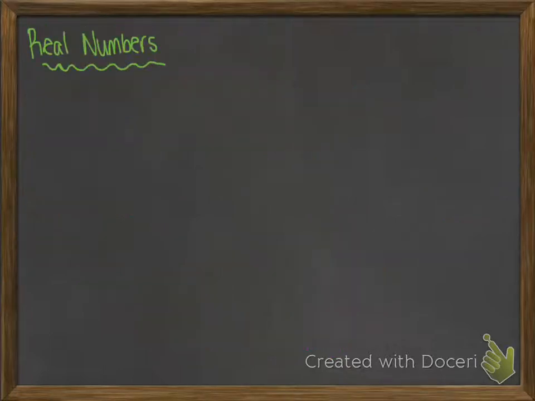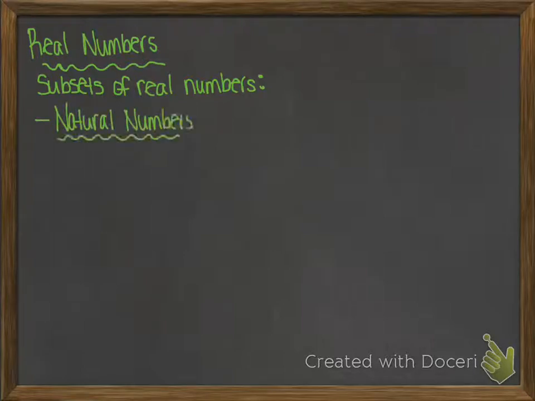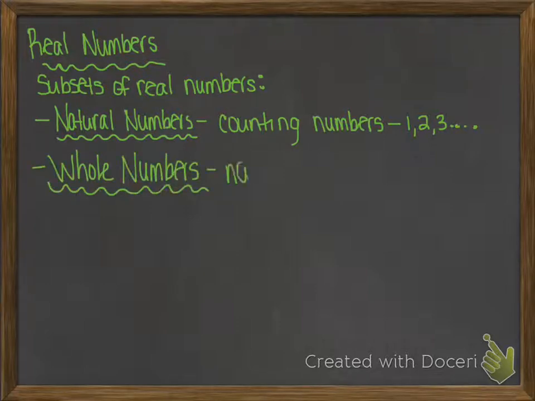Moving on to real numbers, let's look at subsets of real numbers. The first subset I want to look at is natural numbers. Natural numbers, think of those more as counting numbers. When you count things, you always start at 1 and then you go to 2 and 3 and so on. Our second subset is whole numbers. Whole numbers are going to be natural numbers and 0. So the only difference between natural numbers and whole numbers is that whole numbers have a 0. So we're going to start at 0, then 1, then 2, and so on.